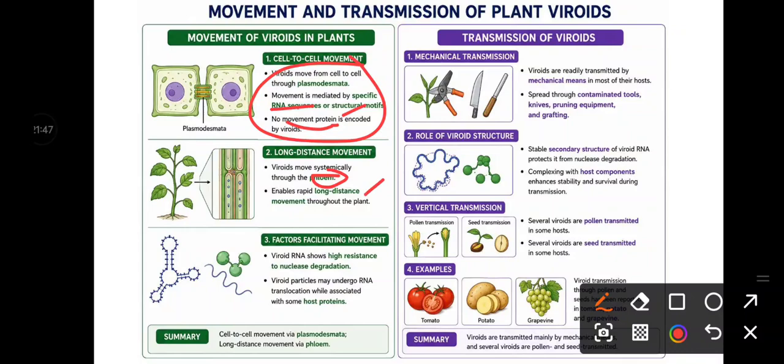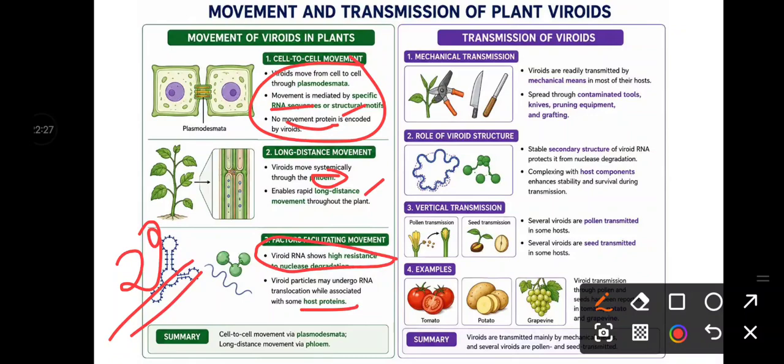Next, the factors facilitating the movement are, first and most important, viroid shows high resistance to nuclease. Why is this viroid RNA showing high resistance to nuclease degradation? I have already told you, because of the presence of complex secondary structure. Because of the presence of secondary structure, it is showing resistance to nuclease degradation. Next factor facilitating the movement is that viroid translocation is also favored by some host proteins. Okay.